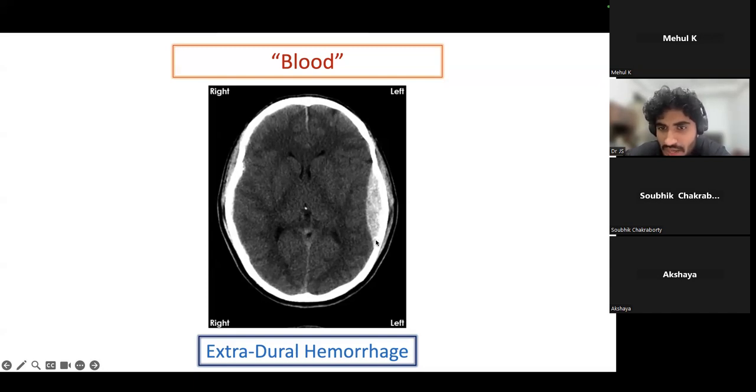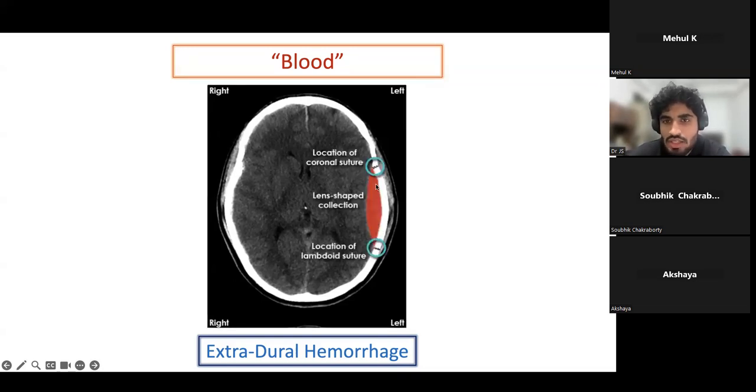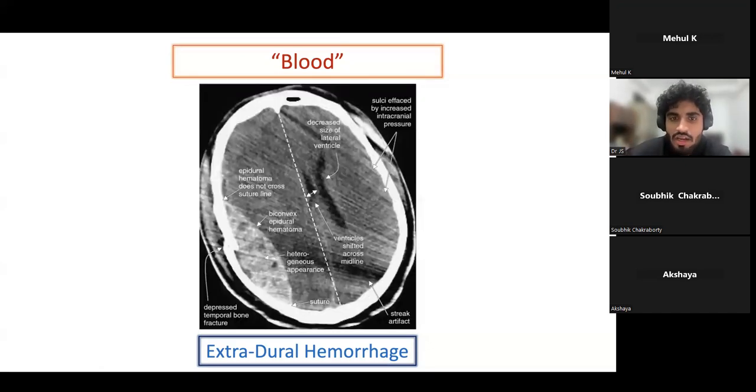There is a hyperdense lesion, biconvex or lens shaped, on the left side, near the temporal part. It is also respecting the sutures. It won't cross the line, it won't cross the Lakshman Rekha. EDH will respect that Lakshman Rekha, so that is the thing with EDH. And you can see here, in some patients, there is already a break in the continuity of the bone on the right side, and also a biconvex or lens-shaped lesion.